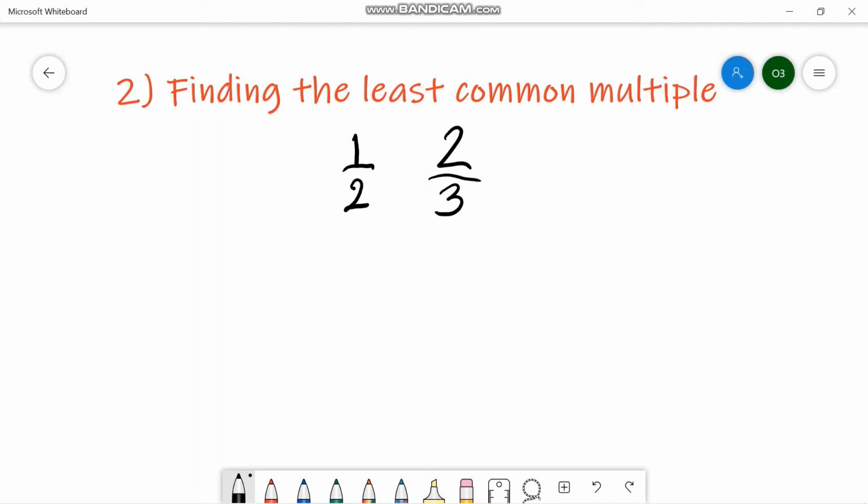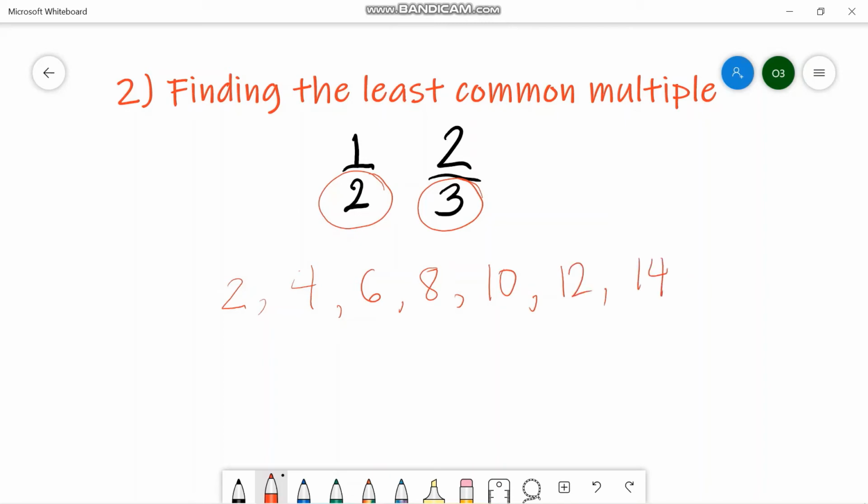So we have 1/2 and 2/3. What are our denominators here? Our denominators are 2 and 3. We have to list down the multiples. Let's start with 2. Let's count by 2: 2, 4, 6, 8, 10, 12, 14, and so forth. Now let's go to 3: 3, 6, 9, 12, 15, 18, and so forth.